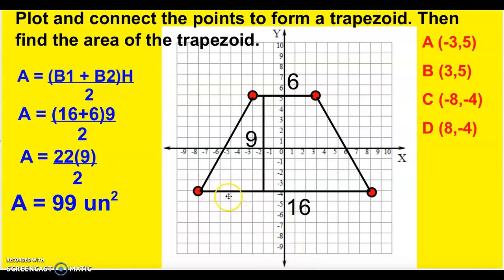Okay, so here's my answer. My base went from -8 to +8, which means it's 16 units across. My top base went from -3 to +3, which meant it was 6 units across. And then my height went from 5 all the way down to -4. So if I add those absolute values, 5 plus 4 is 9. I plugged those numbers into my formula. I added my bases times the height divided by 2, and I got 99 units squared.